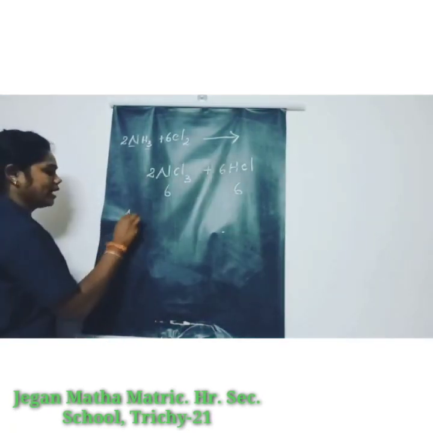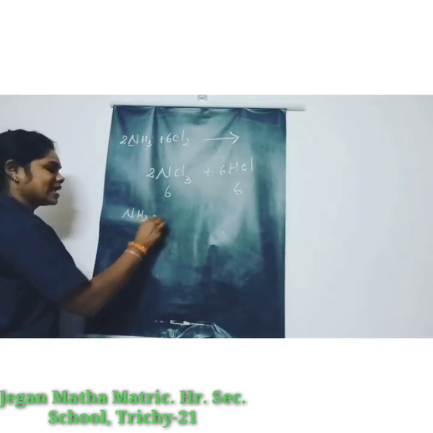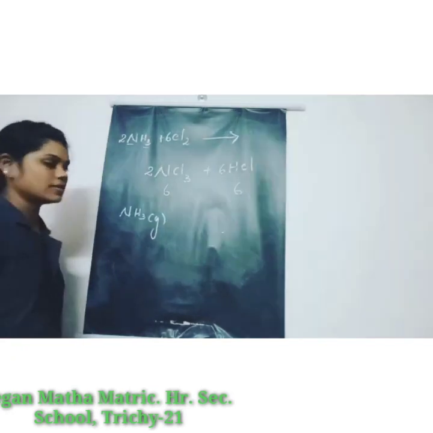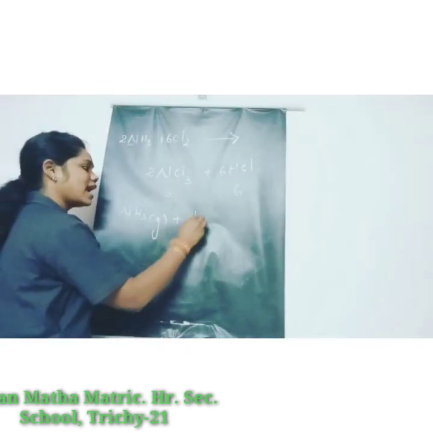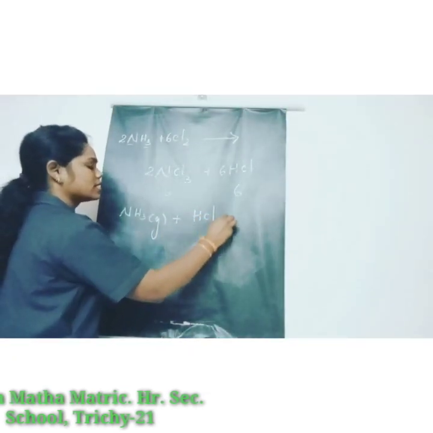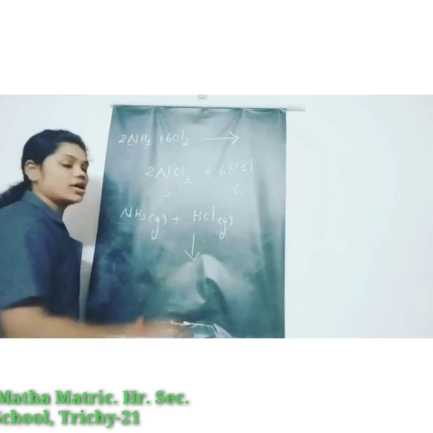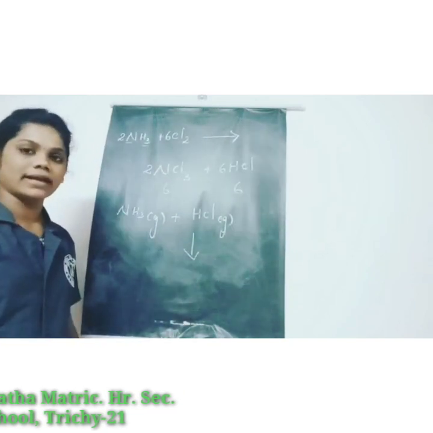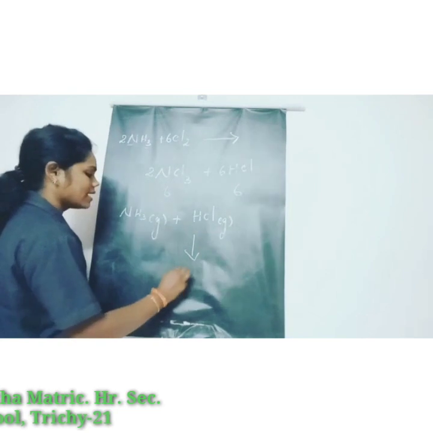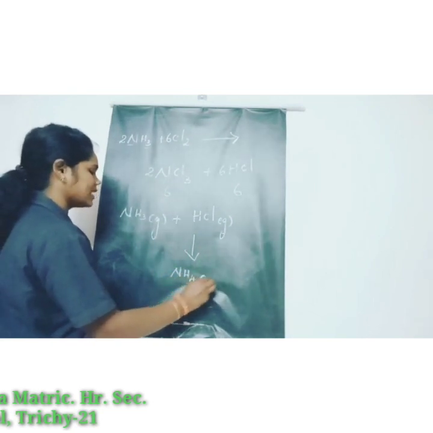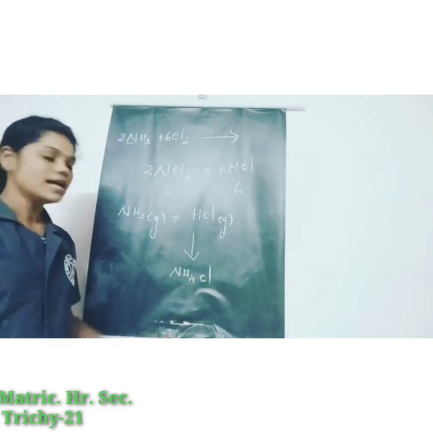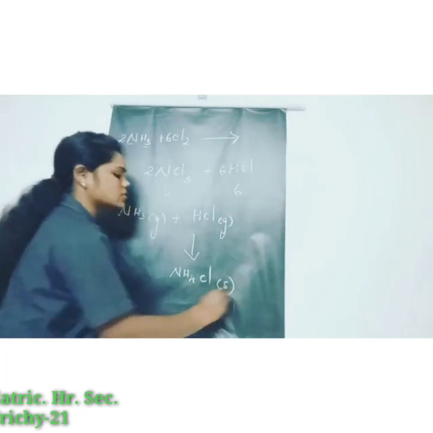So the same ammonia, we are taking in the gaseous state. So that is reacted with hydrogen chloride, which is also present in a gaseous state. So it gives ammonium chloride. The ammonium chloride formula is NH4Cl. So that is ammonium chloride, and here it is present in a solid state.